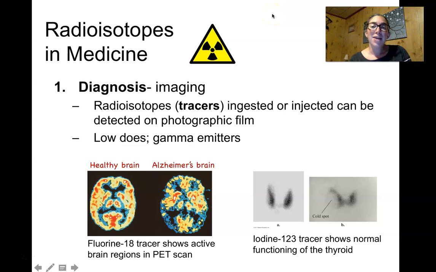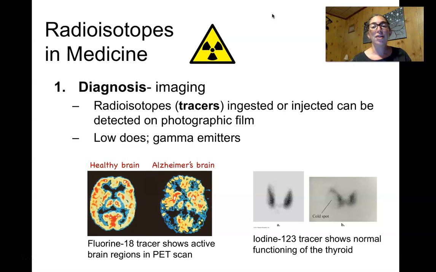Radioactivity is important to understand if you're going into the healthcare field, because radioisotopes are used a lot in medicine. And there are 2 main ways that we use radioisotopes in medicine. The first is in diagnosis. We use it in a lot of medical imaging.